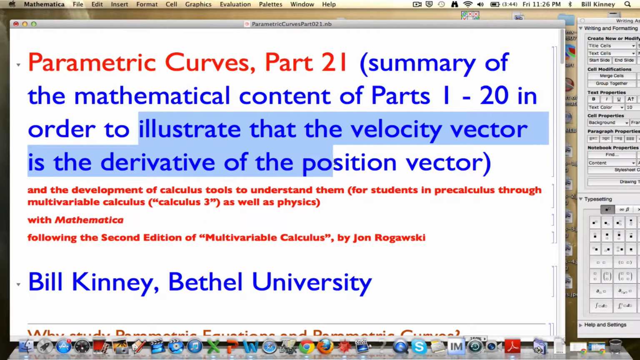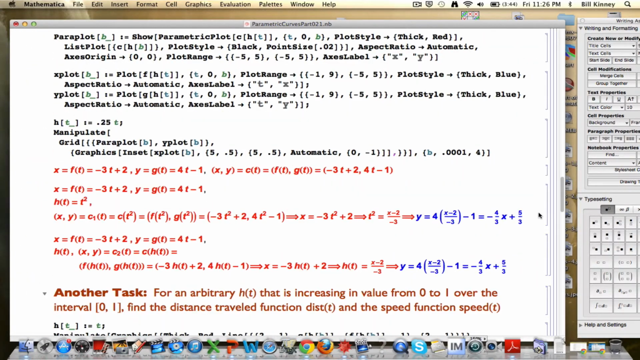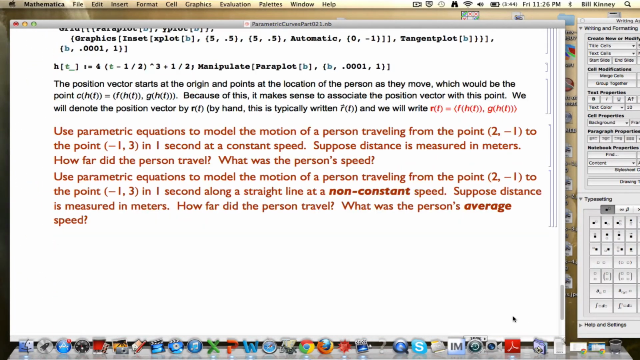So again, we're trying to illustrate that the velocity vector is the derivative of the position vector, just like the speed function is the derivative of the distance traveled function. Derivatives measure rates of change, how fast something is changing.